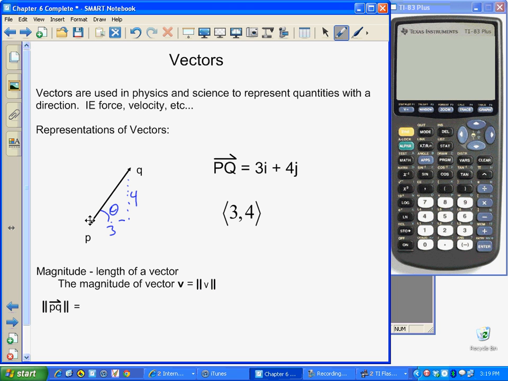This amount is called the magnitude, and the magnitude is just the length of the vector. In order to get that, we would just do Pythagorean theorem. So 3 squared plus 4 squared, it's 25. The square root of that is 5.